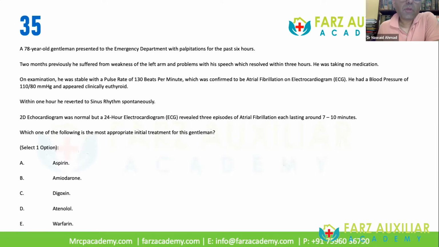On examination, he was tachycardic with AF, blood pressure was 110/80, and within 1 hour, he reverted to sinus rhythm. So he had a 2D echocardiogram and a 24-hour ECG, which revealed AF. Which one of the following is the most appropriate initial treatment for this gentleman? So you've got 5 options there. In AF, obviously rhythm control is quite important.